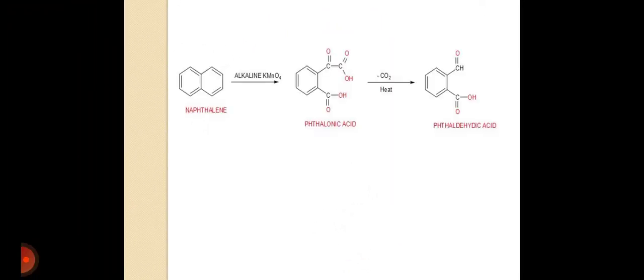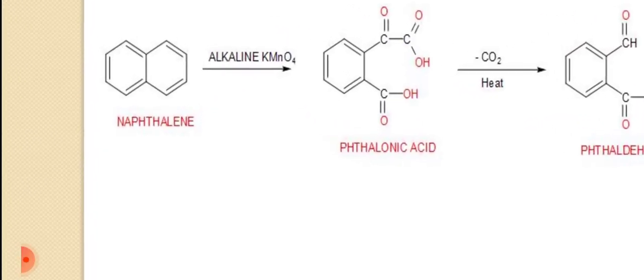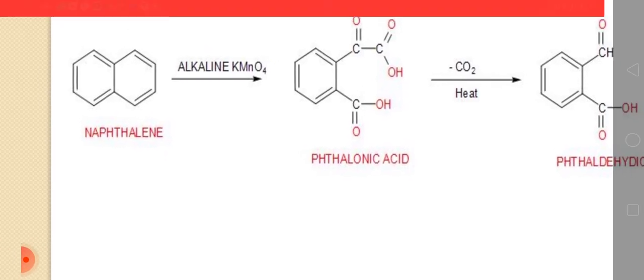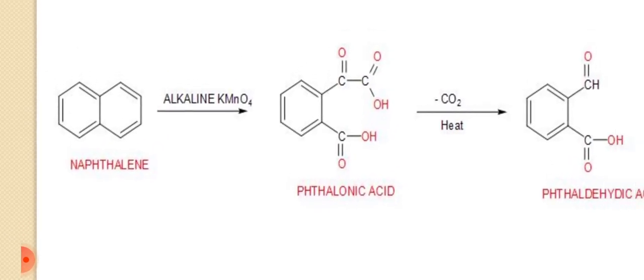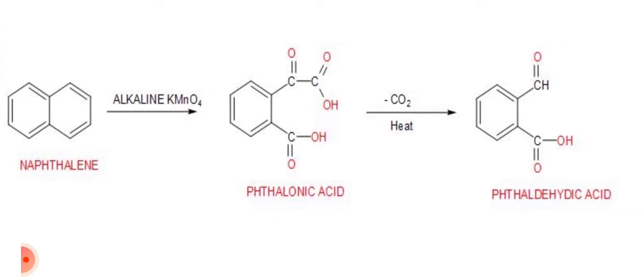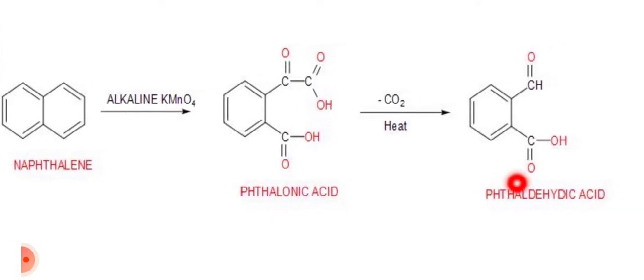The next reaction is the oxidation of naphthalene in presence of alkaline potassium permanganate, that is KMnO4. In this condition, the oxidation leads to formation of phthalonic acid, which liberates a molecule of carbon dioxide, and thus it leads to formation of phthaldehydic acid.